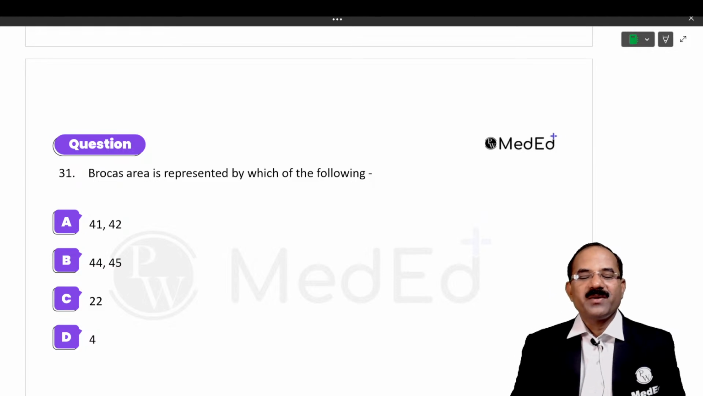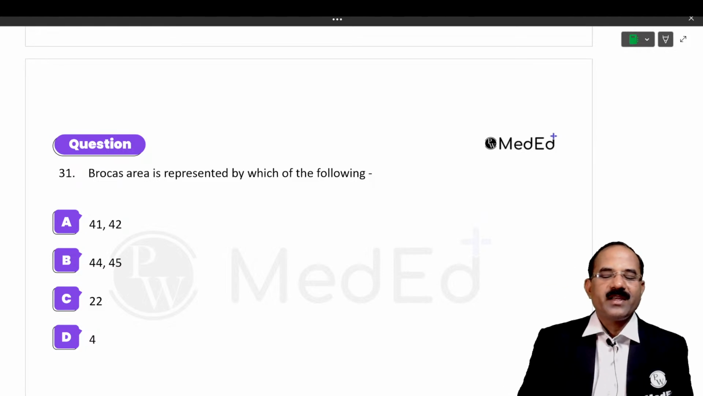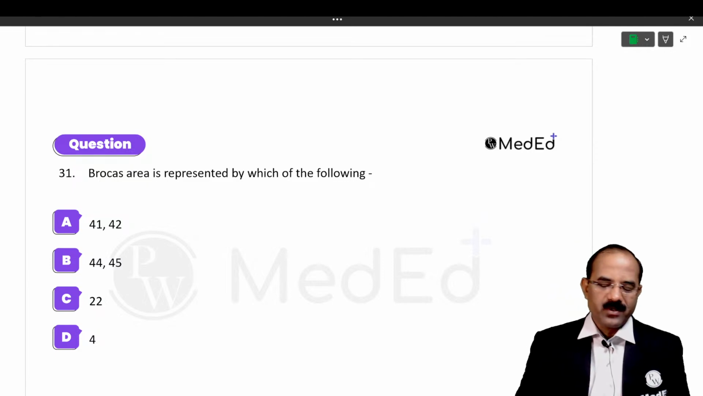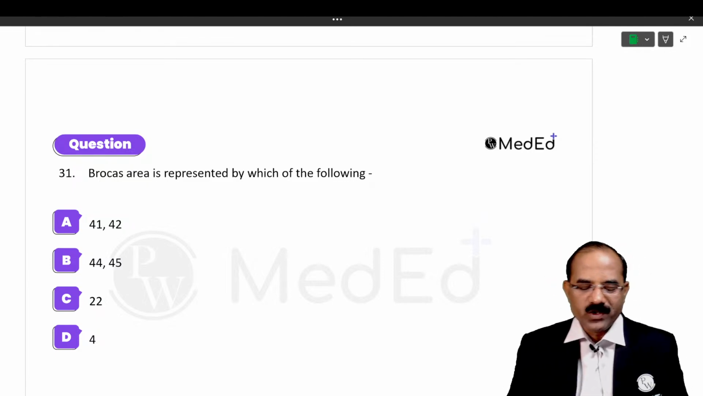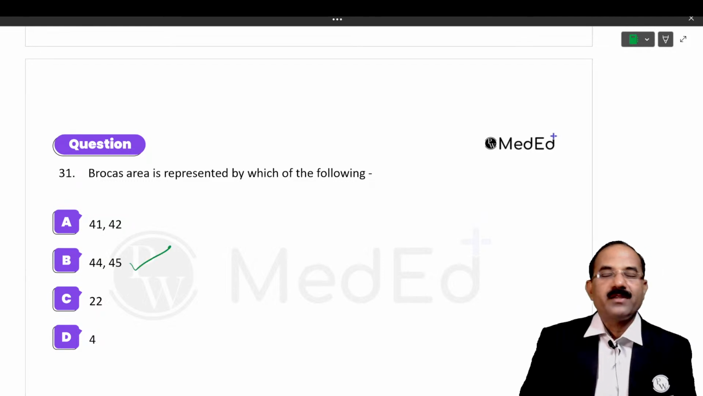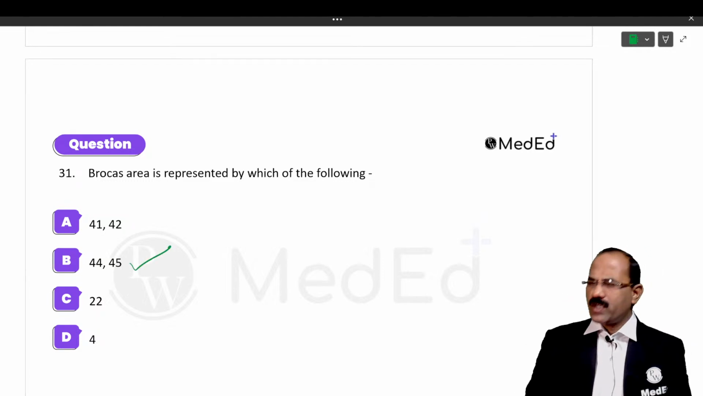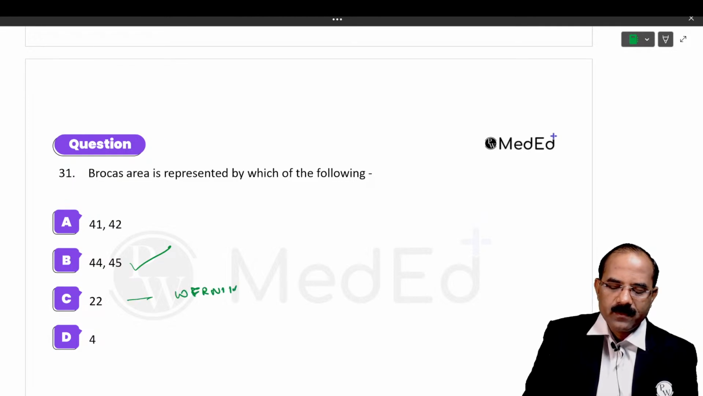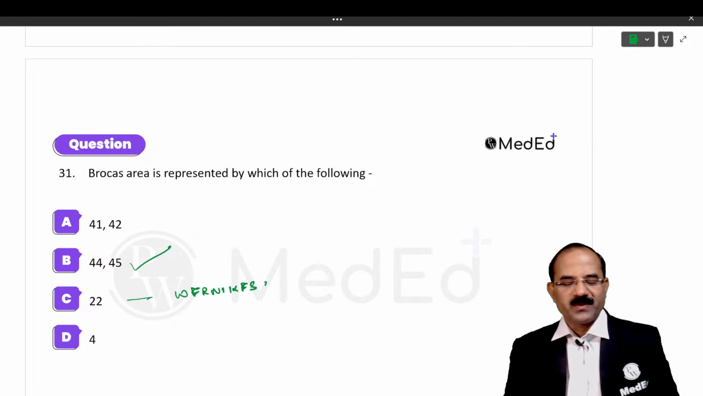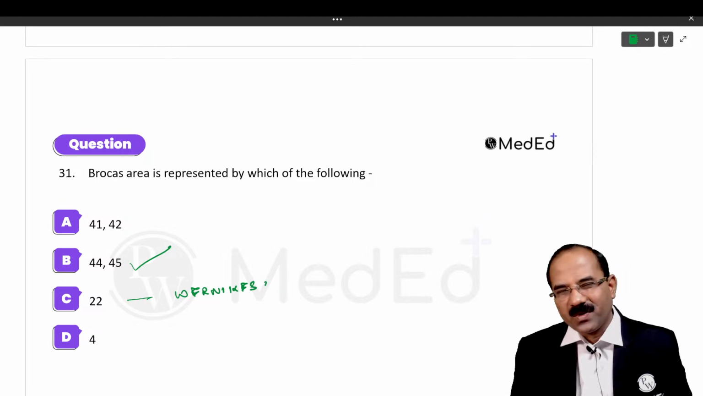Yes, Dr. Amit, very good. Very nice. Faraz answered, Dikshant has answered. Dr. Deepa आप आंसर कर सकते हो ये. Broca's area is represented by which of the following? That is 44, 45. ये आपको आना ही चाहिए. This you should know बच्चों. 22 कौन है? Wernicke's. Wernicke's area is 22. 44, 45 is Broca's area.